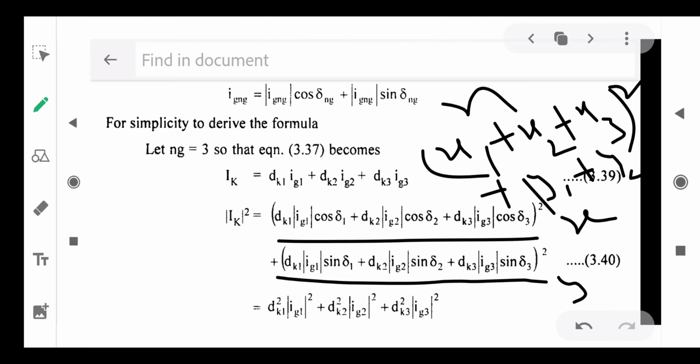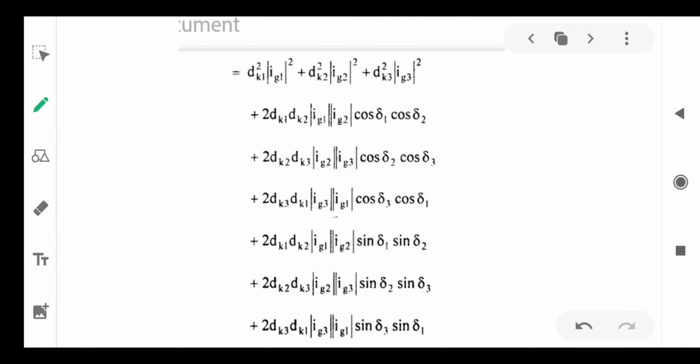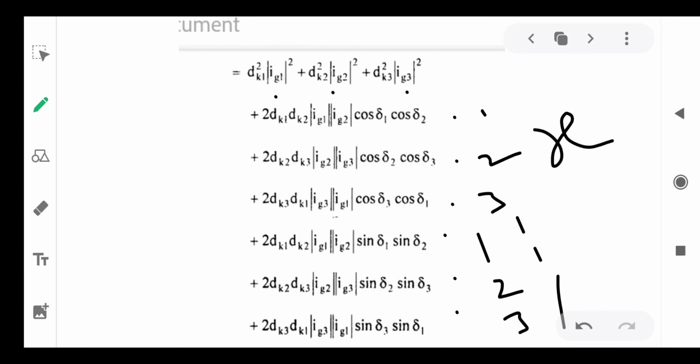This is the first part: dk1 square Ig1 square, plus dk2 square Ig2 square, plus dk3 square into Ig3 square. These are the individual terms, and mutual terms can be separated like that. This is the individual terms 1, 2, 3, and mutual terms 1, 2, 3, cos terms 1, 2, 3, sin terms 1, 2, 3, 1 dash, 2 dash, 3 dash terms. So these first three terms are the x terms, and the second three terms are the y terms.